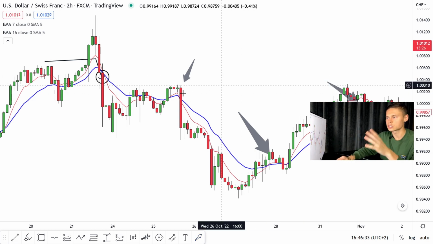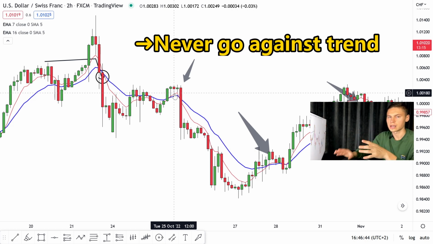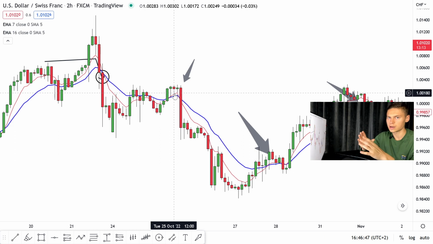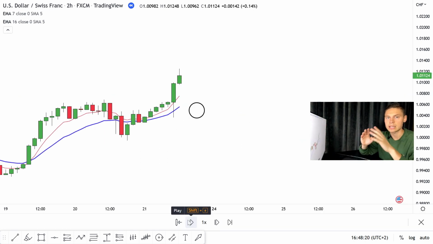As you can see, this strategy is not always accurate, but the simple way to filter out bad signals, which is normal in every strategy, is to basically never go against the trend. If the trend is bearish, you never buy and never take crosses into the buy position. And if the trend is bullish, the price is going upwards, you never take sell signals and basically crosses from top to bottom. Now let's go back in time and see how this strategy works in action.